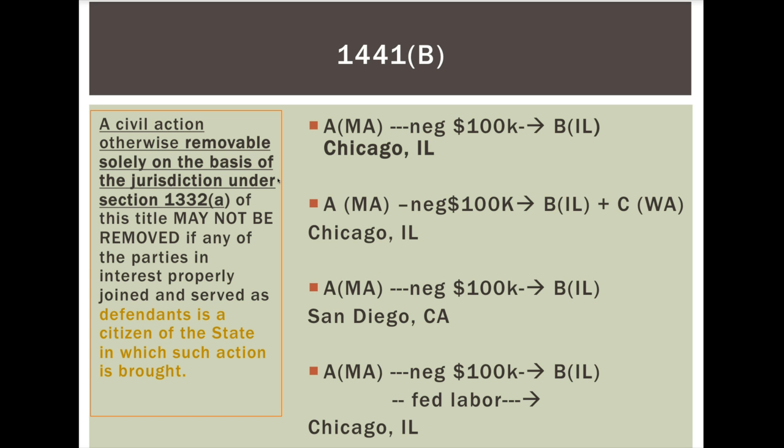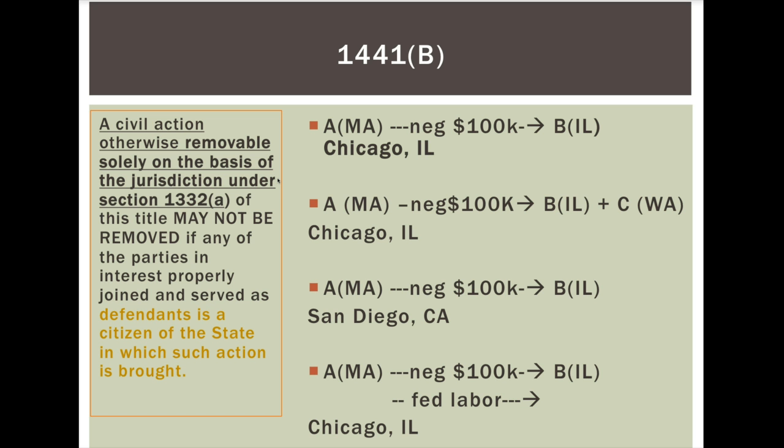Now let's look at the second scenario. It's a variation on the first, still filed in Illinois, but now there's an additional defendant who's not from the forum state. Does that change it? The answer is no, because the statute says if any of the parties is a defendant from the forum state, no removal, and B is still from the forum state. So situations 1 and 2 cannot be removed.